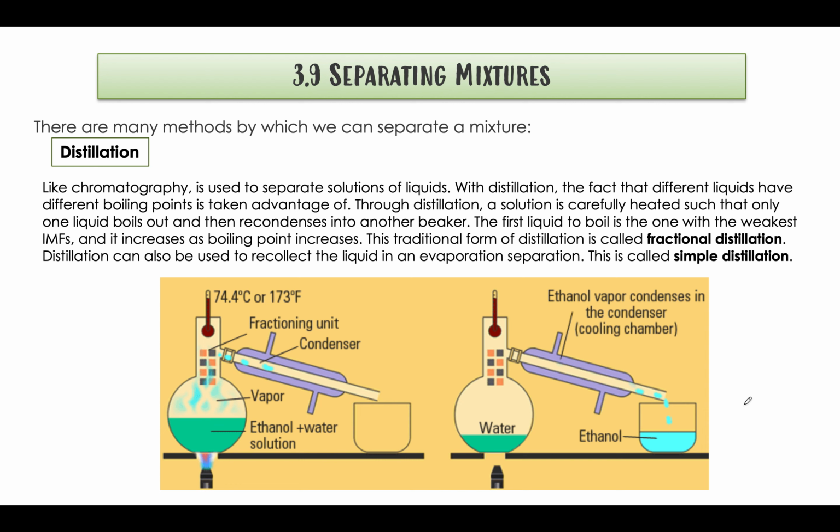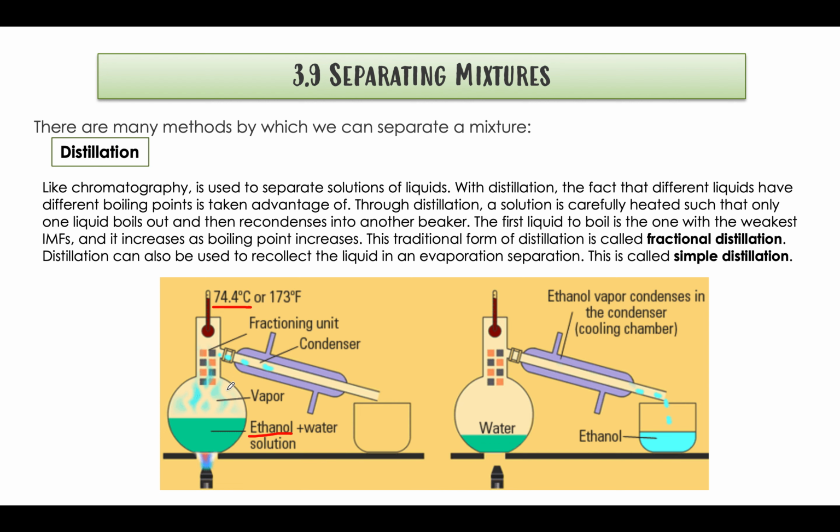Now the last one is called distillation. Again, you may or may not have heard of distillation, but like chromatography, it is used to separate solutions of liquids. With distillation, the fact that different liquids have different boiling points is taken advantage of. Through distillation, a solution is carefully heated such that only one liquid boils out and then recondenses into another beaker. So one part of the solution has a lower boiling point than the other. Ethanol has a lower boiling point than water. So it's heated to 74.4 degrees Celsius, which is lower than water. So the water is not boiling out, but the ethanol is.